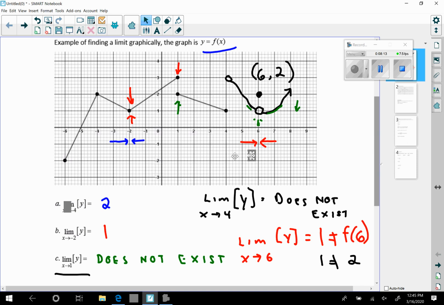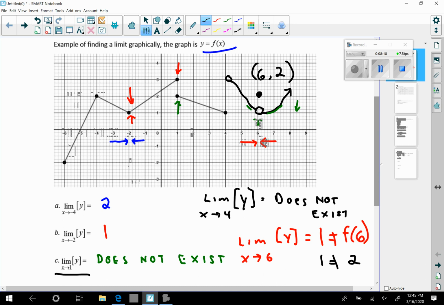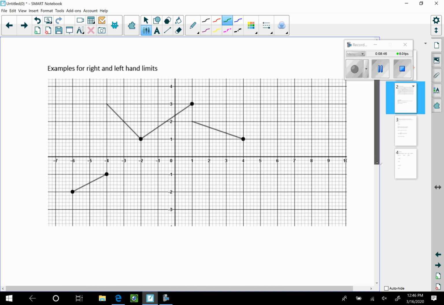Here the left-hand limit did indeed equal the right-hand limit right here. And we saw where the left-hand limit did not equal the right-hand limit. And that limit does not exist. And that's the one we were talking about here. As is the limit as x approaches 4 from the left and right does not exist either. Okay, let's go to the next page and see what we got on the next page. So just more examples for left-hand, right-hand limit.